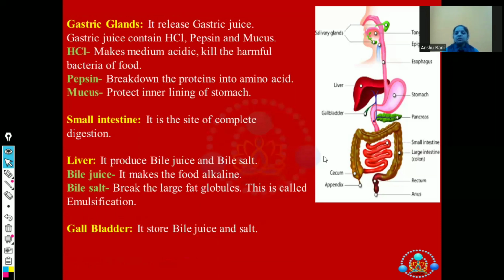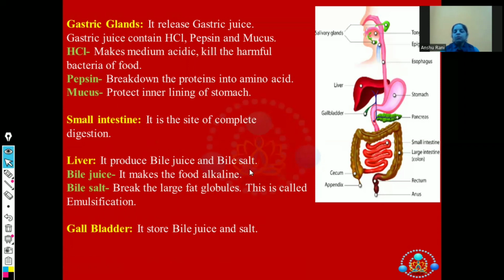As we are having HCl in our stomach, we are having a coating of mucus on the inner lining, which protects our stomach from reacting with HCl. Then we are having the small intestine. It is the site where complete digestion of food is taking place.